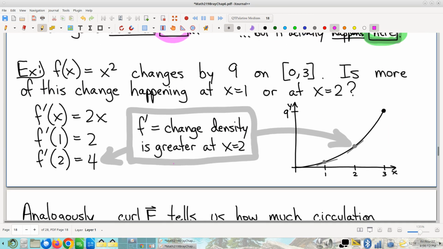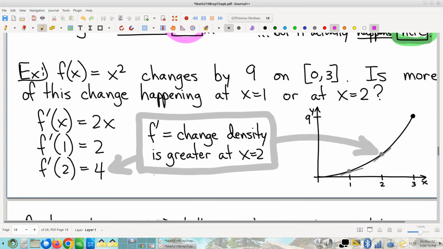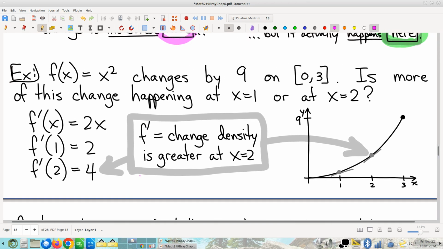There we go. The derivative helps us identify where change is happening the most. If you want to compare these two points, where is there more change happening? Suppose we couldn't just look at the picture and tell it's perfectly obvious. Where is there more of this stuff called change? Is it at x equals 1 or x equals 2?